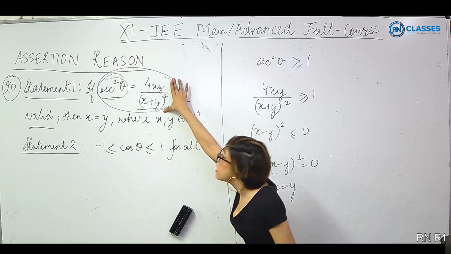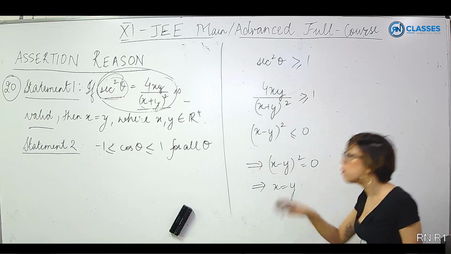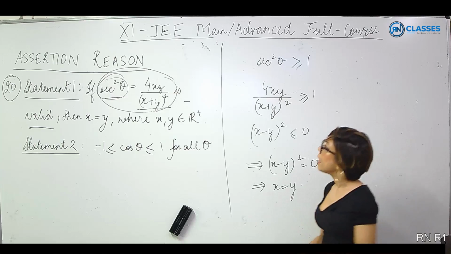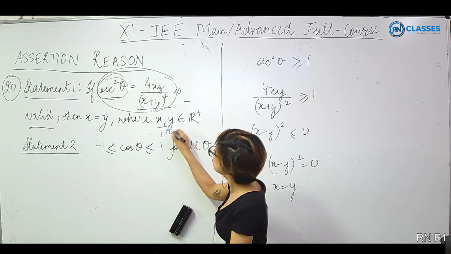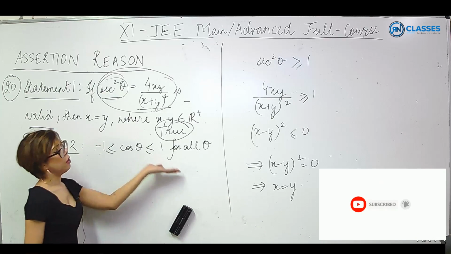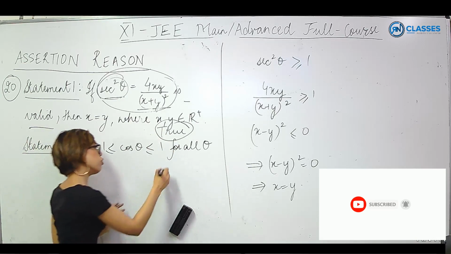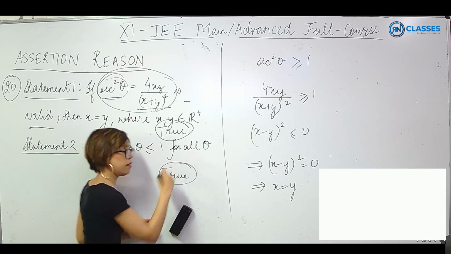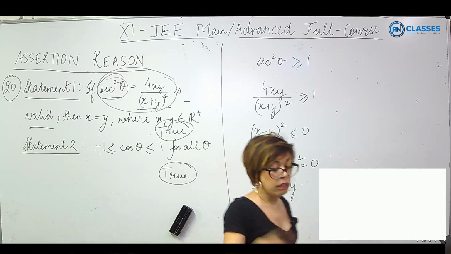If this thing is valid, I have proven that x has to be equal to y, right? That means statement 1 is true. Statement 2 says cos theta lies between minus 1 to 1 for all theta. Perfect, that is also true. Learned that in class 10th, I think, or 11th, whatever.